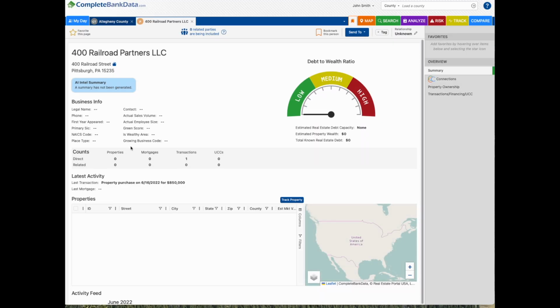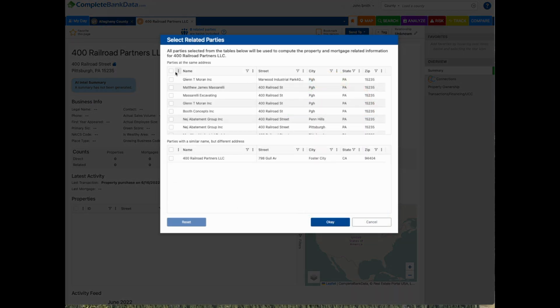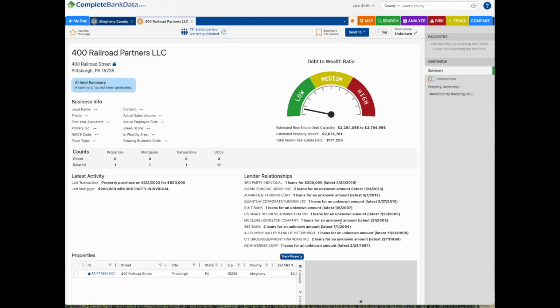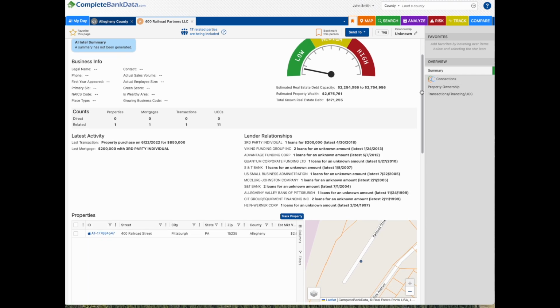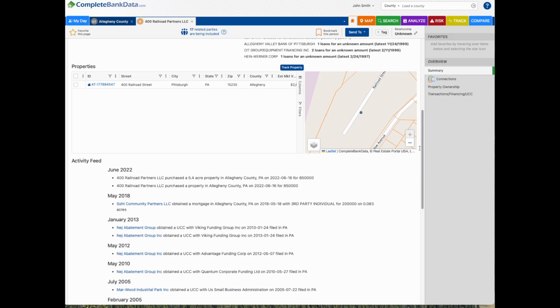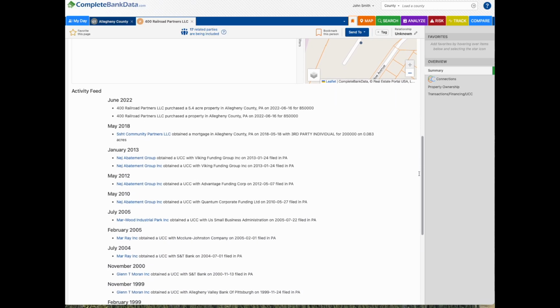We're going to click into that partnership. We could understand who all the entities are at that mailing address. We could see all of their lender relationships. We could see their debt. We could see the properties they own. We could see a timeline of everything that they have done in the past.